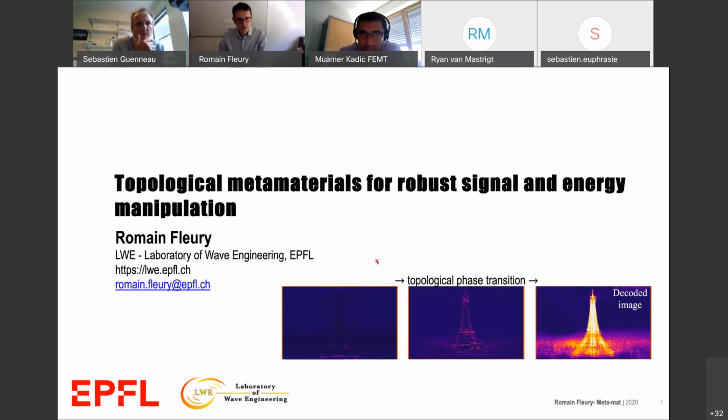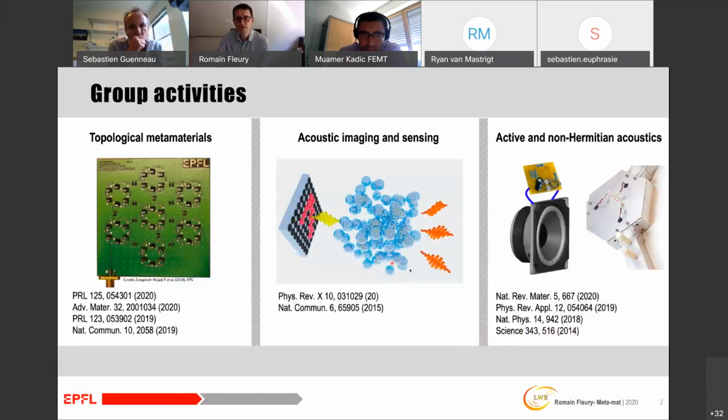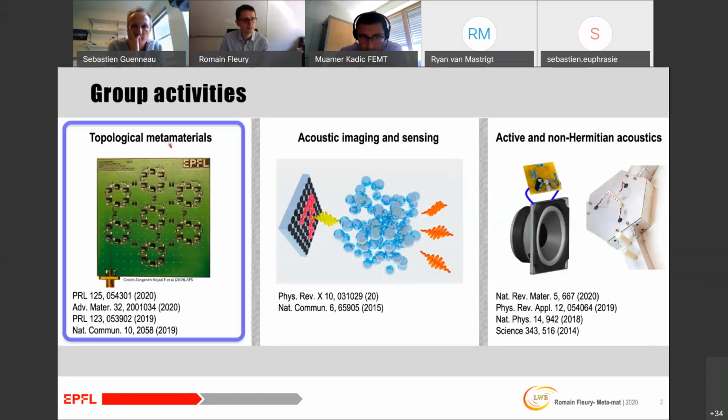So in my group, we work on different types of activities. We have long-time activities in active and non-Hermitian acoustics. More recently, we are doing some imaging, and we also had some activities, and still have some activities, in topological metamaterials, and that's the topic of this seminar.